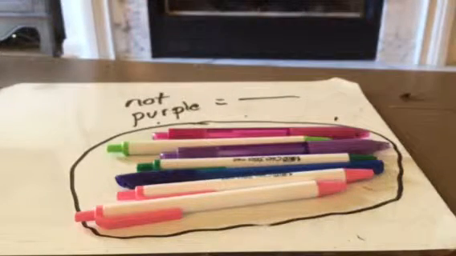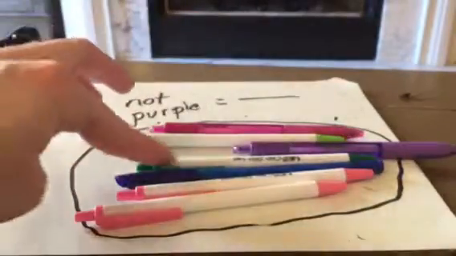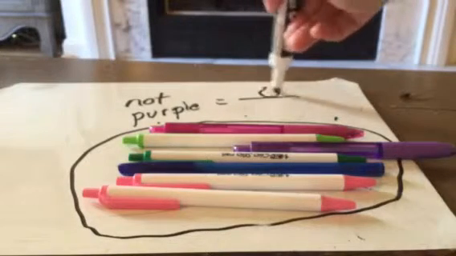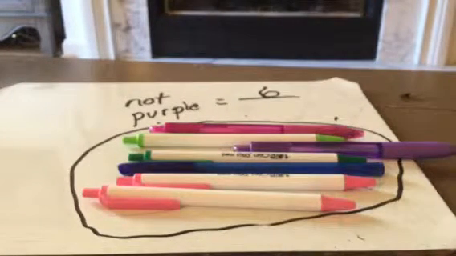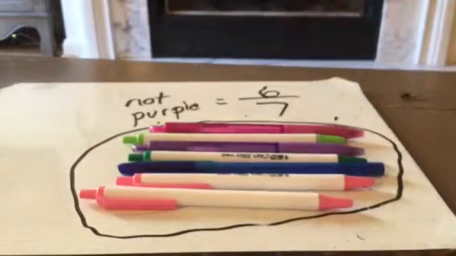So what do we think? Well, what colors are not purple? Because what's in question, the numerator, is what's not purple. Not purple would be pink, green, and blue. So how many pens are pink, green, and blue? 1, 2, oh, there's a purple, 3, 4, 5, 6. 6 are not purple, and we have a total in one whole set, we have 7 pens.